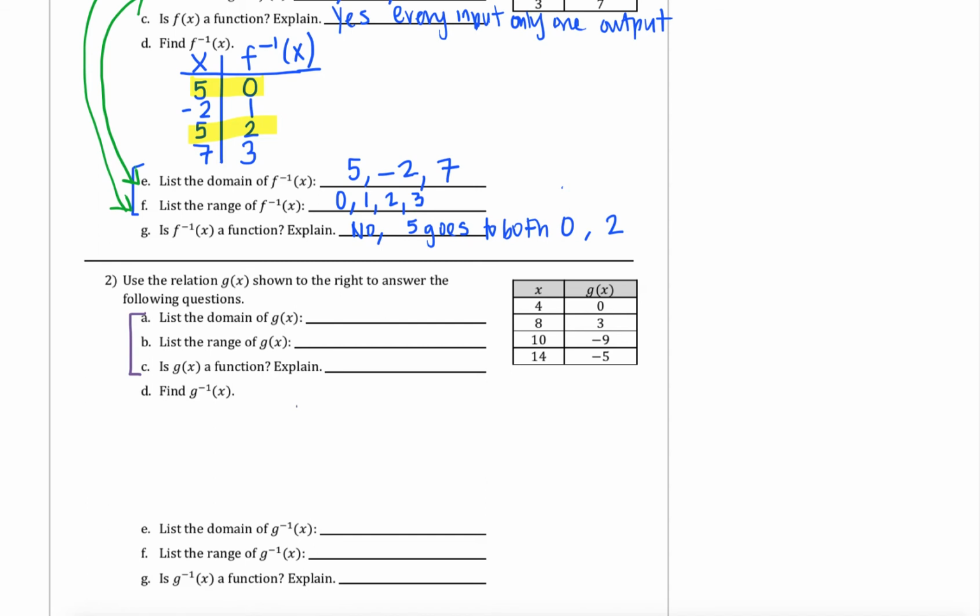Now our domain values is all of our inputs. So in this case, it would be 4, 8, 10, and 14. Our range is all of our outputs, which for g of x is going to be 0, 3, -9, and -5. Now to determine if g is a function, we have to make sure that every input goes to one output. So in this case, all of my inputs are unique, so yes, every input goes to one output.